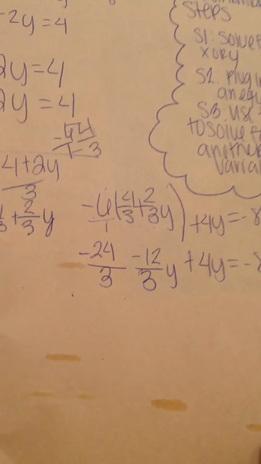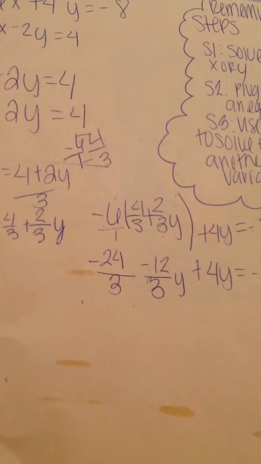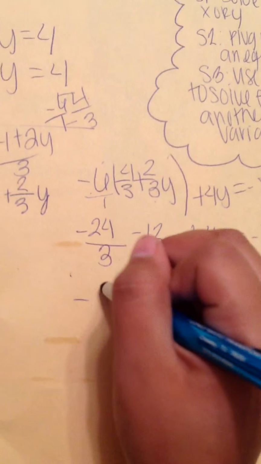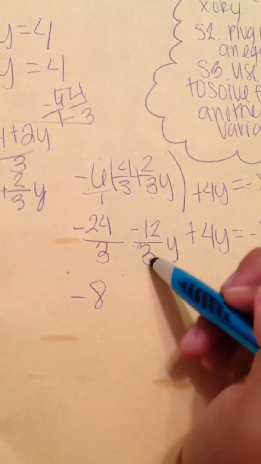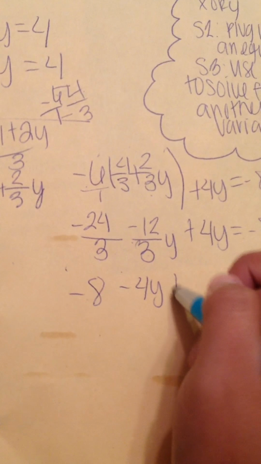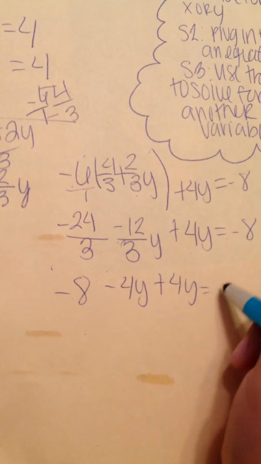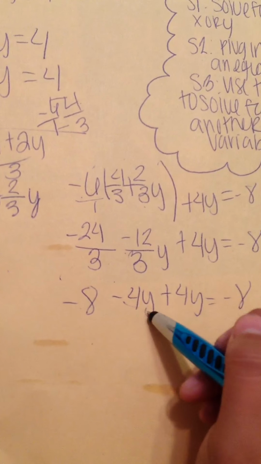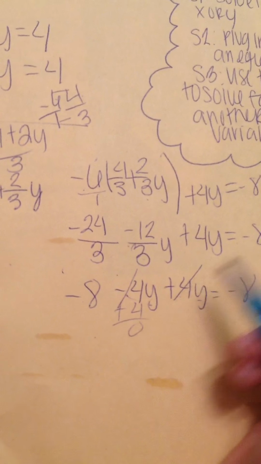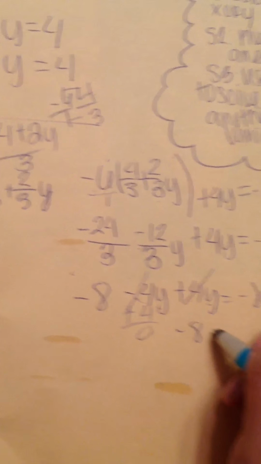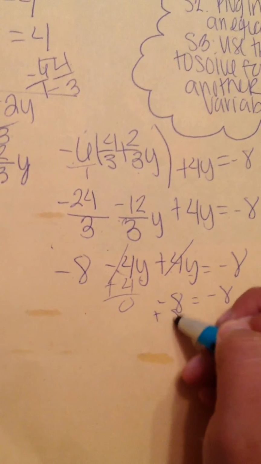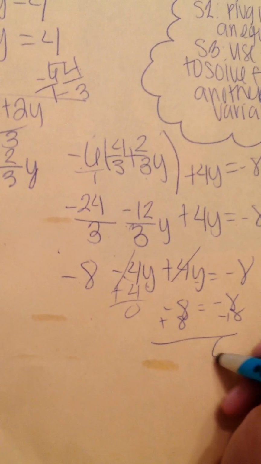Okay, that was kind of weird. Negative 24 divided by 3 is negative 8, and negative 12 divided by 3 is negative 4. Still bring down the y. Plus 4y equals negative 8. So negative 4y and positive 4y cancel out, it's going to be 0. Then you have negative 8 equals negative 8. If you add 8 over here and add 8 over here, it's going to be 0.